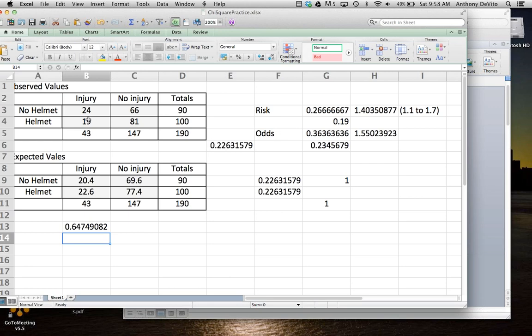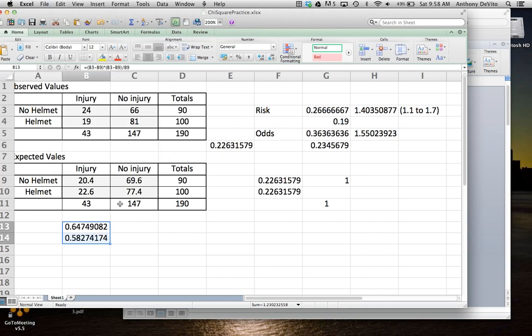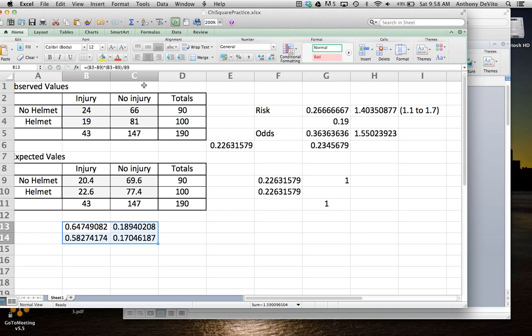Okay, so my next calculation down here is going to be 19 minus 22.6 squared, divided by 22.6. I can do that manually, or I can just ask Excel to fill that formula down for me. Okay, and that's what it calculates for that cell. My next two cells are these two cells over here. Since I'm doing the same calculation right next to them, I can just go ahead and copy that left. It'll copy that formula for me to the left, excuse me, right. And there are the calculations that I have, my total for each cell.